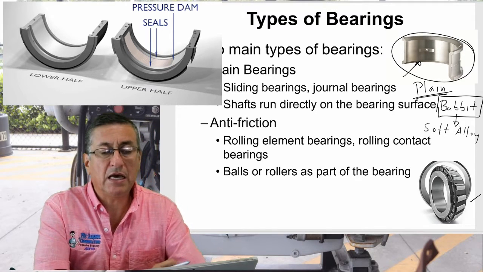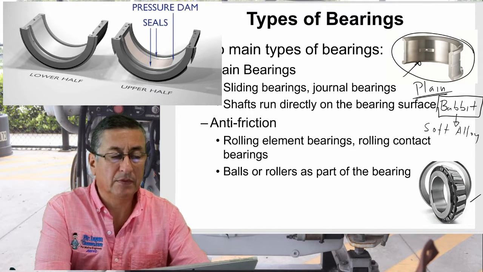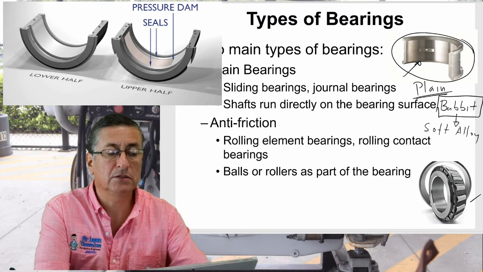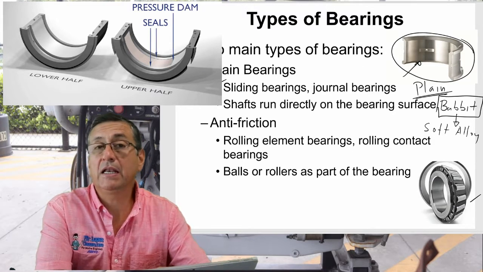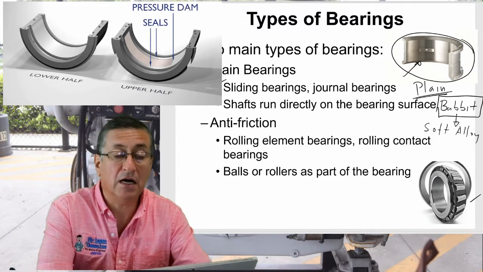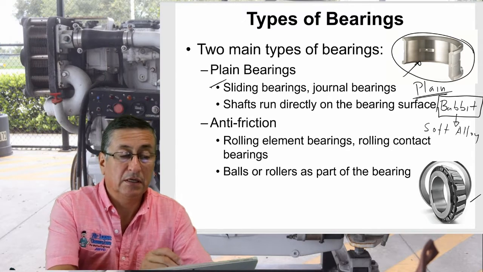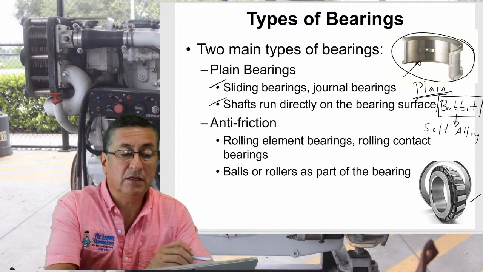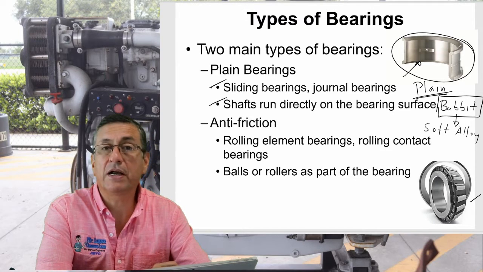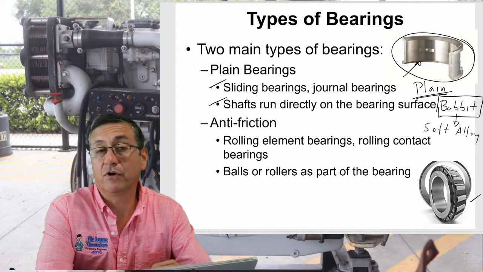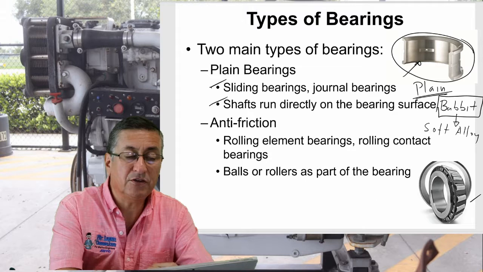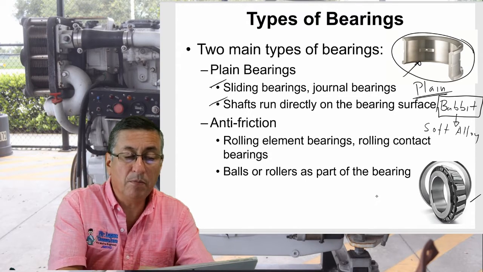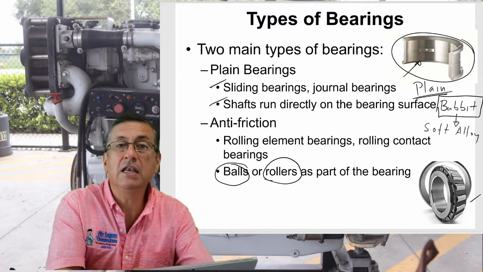Okay, two main types of bearings: plain bearings and anti-friction bearings. The plain bearings are sliding bearings. Typically, the journal bearings on the crankshaft are sliding bearings. In other ones, the shafts run directly on the bearing surface, for example on the camshaft. The other type of bearings are anti-friction bearings. There are basically ball bearings, roller bearings, and needle bearings.